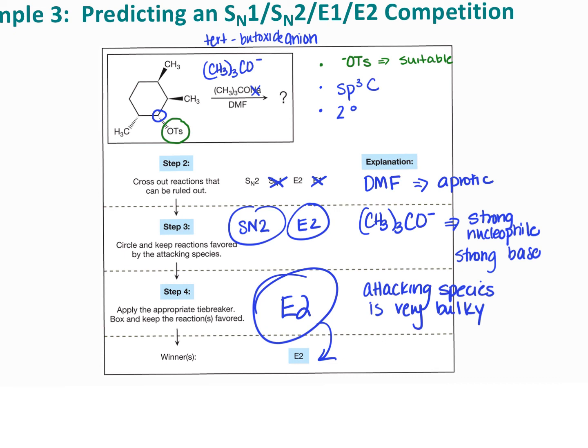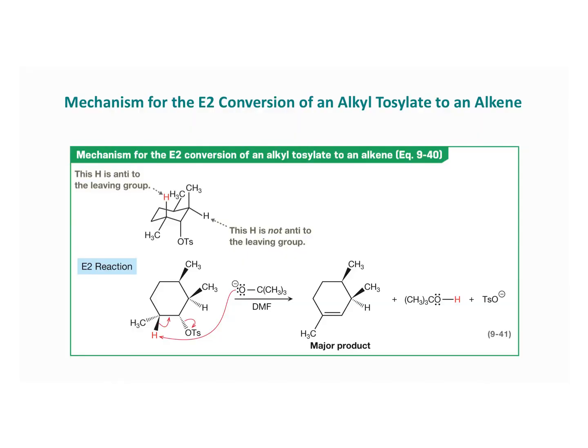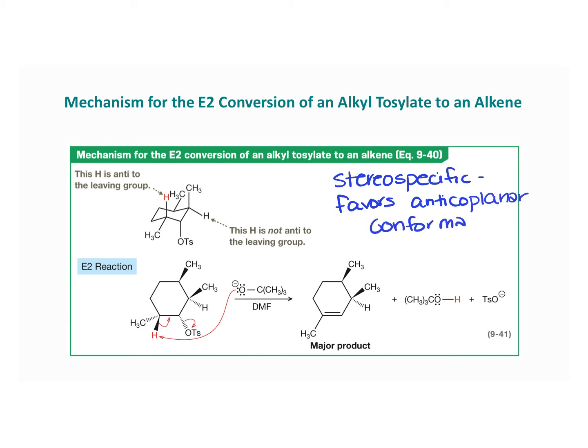Now, to determine the major E2 product, let's look at the mechanism really quickly. Okay, so it's here. Notice in the substrate that there is an H atom on each carbon, here and here, next to the carbon that the tosylate group is attached to. And so it may appear that there are 2 possible E2 products depending on which proton you remove. But this is a stereospecific reaction, which means it's going to favor the anticoplanar conformation of the substrate.